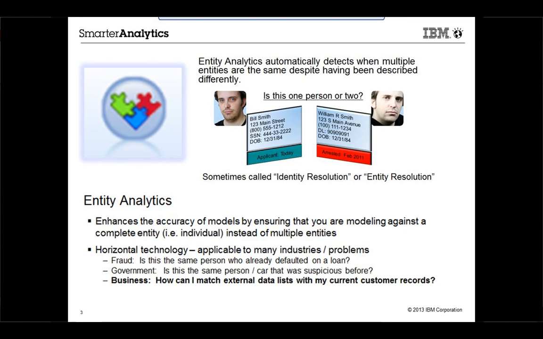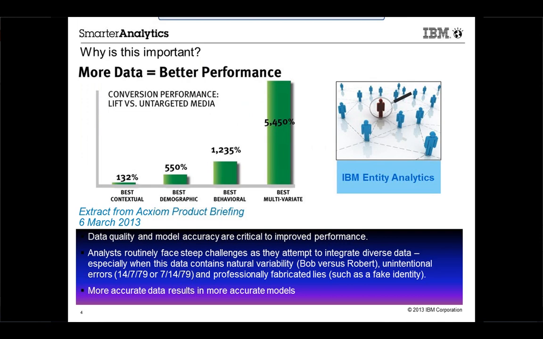So why is this important? Here is a chart taken from the Axiom product briefing earlier this year. Axiom is one of the world's largest database marketing firms. And from the chart, you can see that the more descriptors we have about an entity, the better the performance of our models will be. However, data quality is critical to improve model accuracy. If your input data is poor, so will your output.